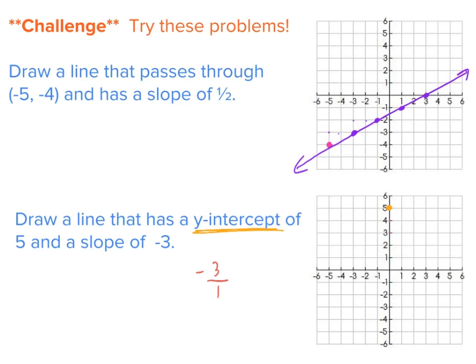So down 1, 2, 3 over 1. Down 1, 2, 3 over 1. Down 1, 2, 3 over 1. And now I can see that I've got my points. I'm going to connect them using a straight edge or a ruler. And use my arrows. It's going to go all the way through the graph, and we are done with that problem as well.